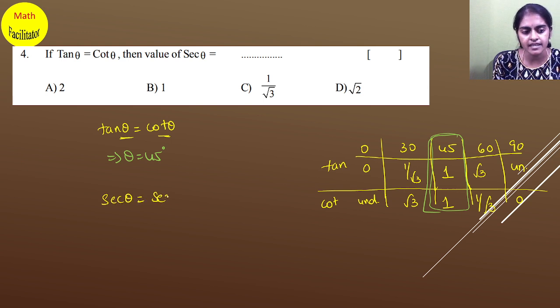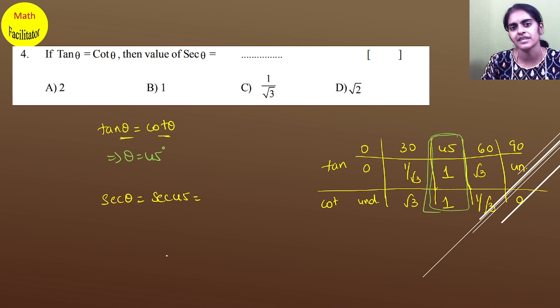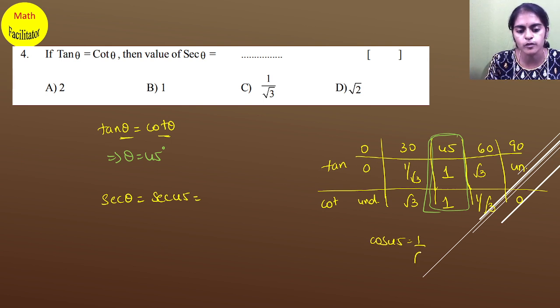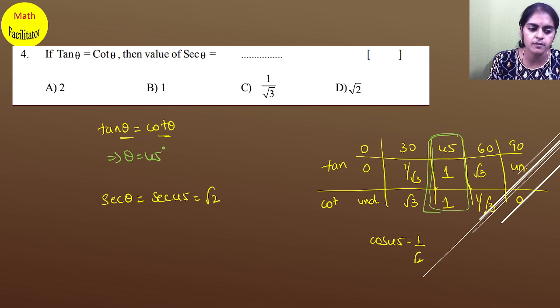So now what is secant theta? It is nothing but secant 45. What is secant 45? Secant is the reciprocal of cos. We know cos 45 is 1 by root 2. So secant 45 will be reciprocal of 1 by root 2, which is root 2. So your option D is correct.